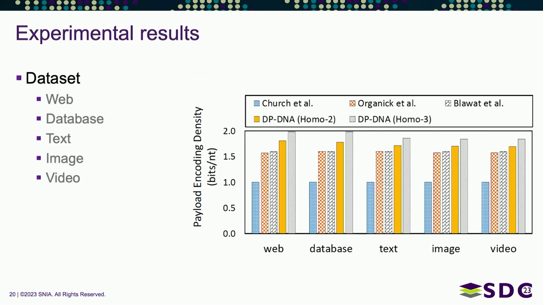And this is the experimental result we have. We test different types of data: web, database, text, image, videos. Based on the results here, roughly, we achieved the highest encoding density. For some of the cases, we can get close to 2 bits per nucleotide, which is really good.